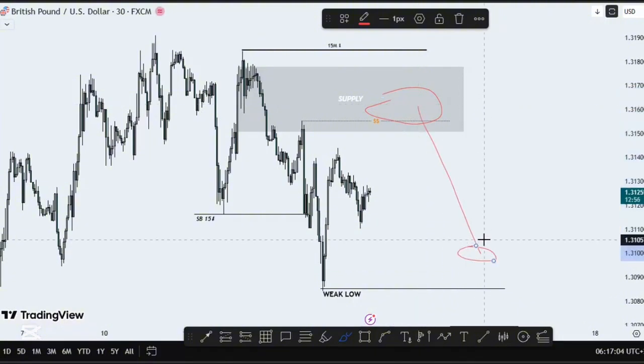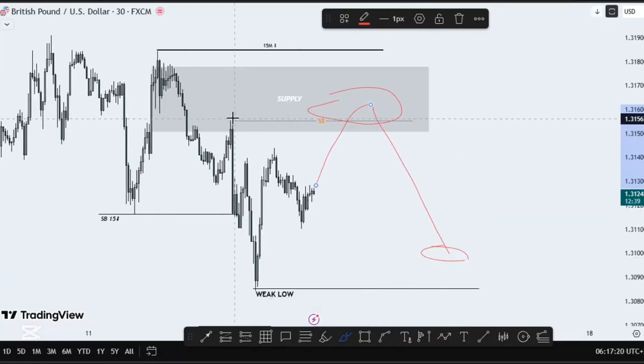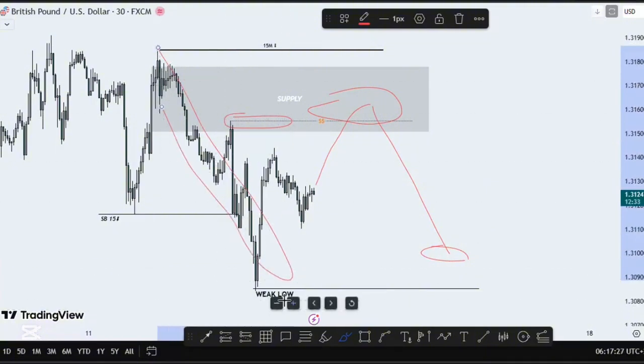positions from this zone. Okay, I'm more into selling the British pound than buying it, so that's why I'm going to be waiting for price to reach my level, my supply zone, and then I'm going to go ahead and sell it from there. That's the only thing that I can actually advise you to do now, because there is a liquidity sweep and price has been in a bearish momentum recently. So yeah, the most probable setup is to wait for a bearish setup.